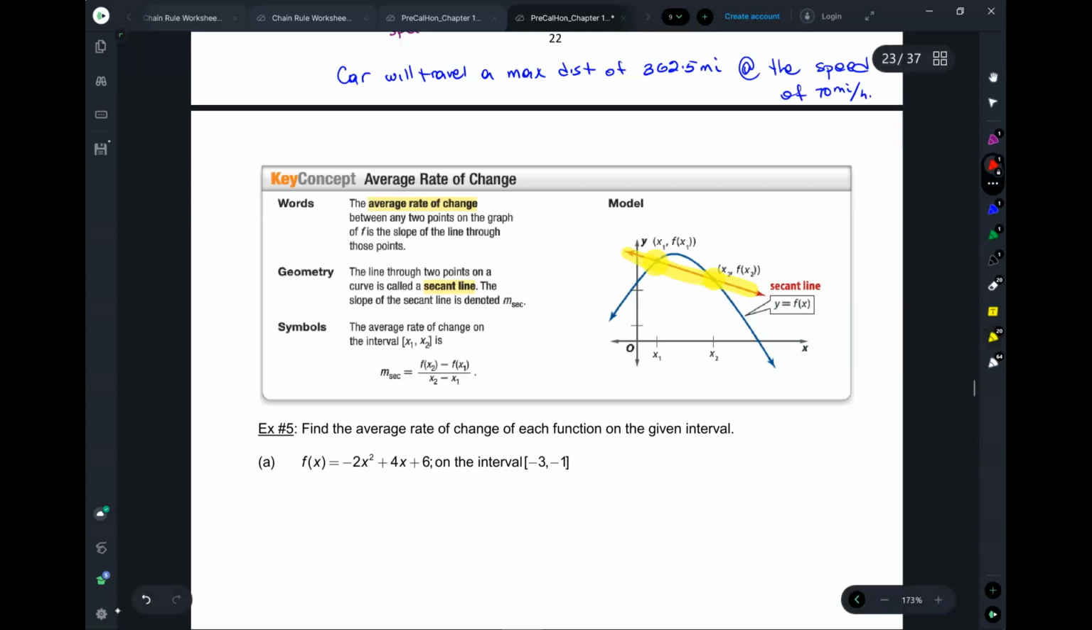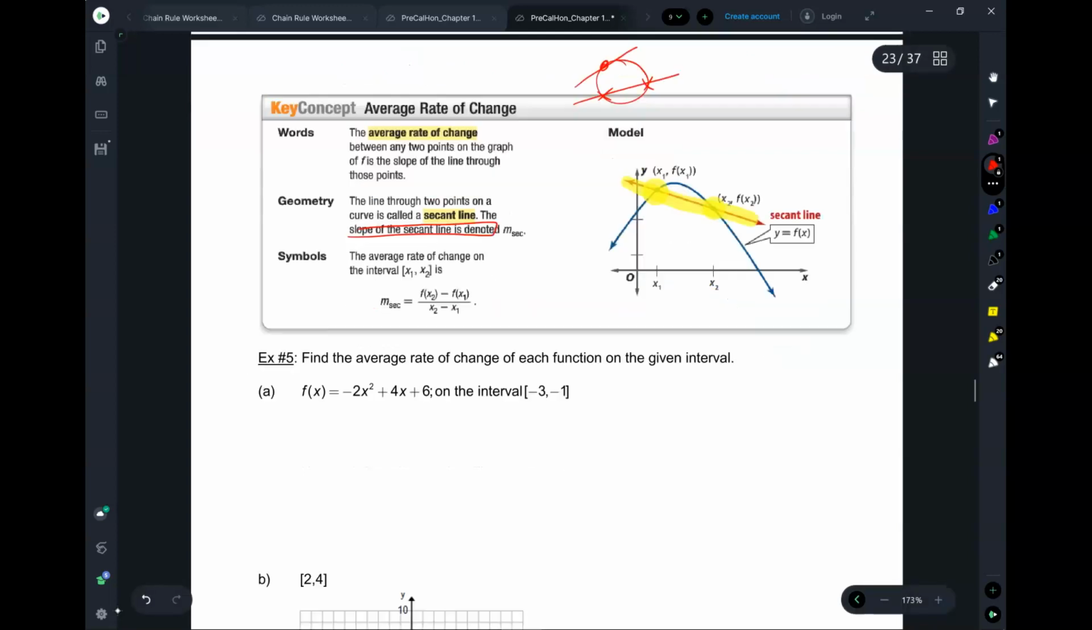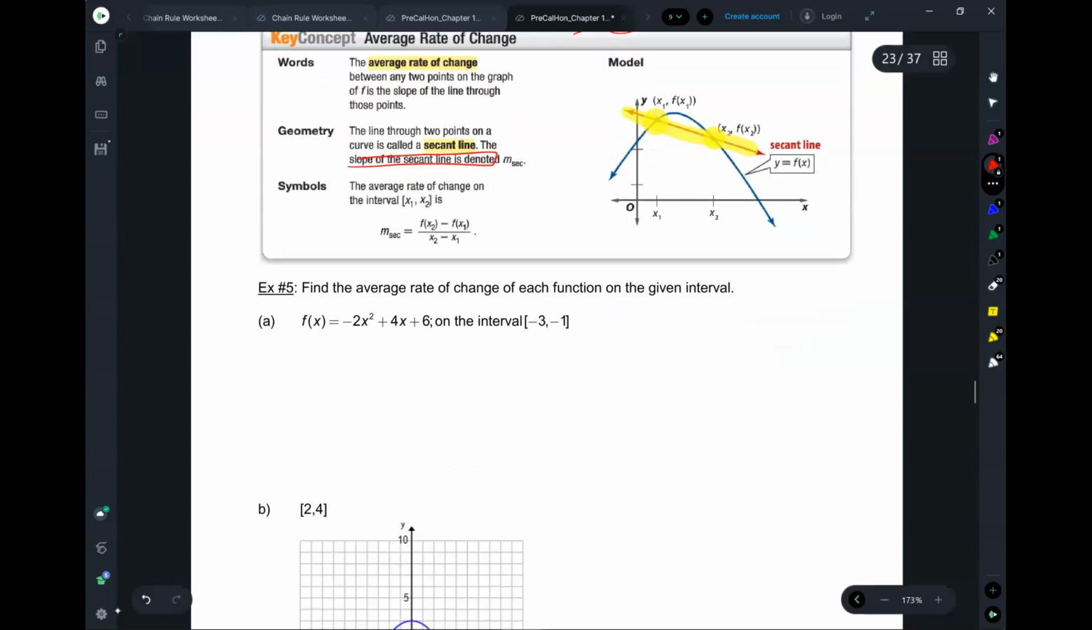A secant hits it twice. Same thing with the function. This is the secant line through the function. To find the average rate of change, you basically have to find the slope of the secant line. That's it. Now, back in the day, you used to write slope as y2 minus y1 over x2 minus x1, right? Okay, no longer. Now if you have x2 and x1, the slope is going to be f of x2 minus f of x1.